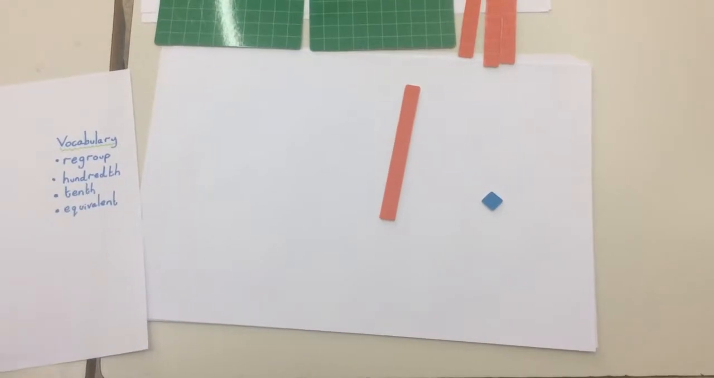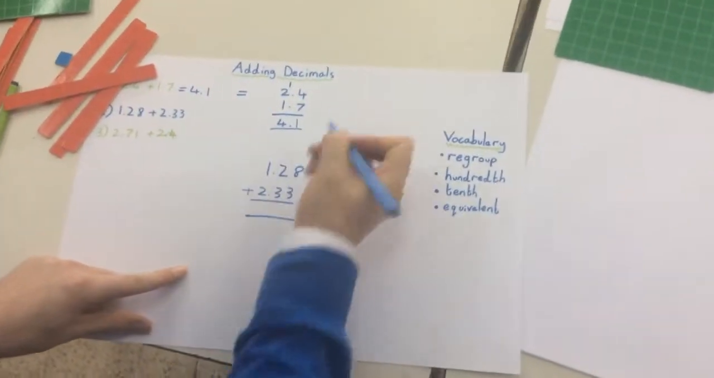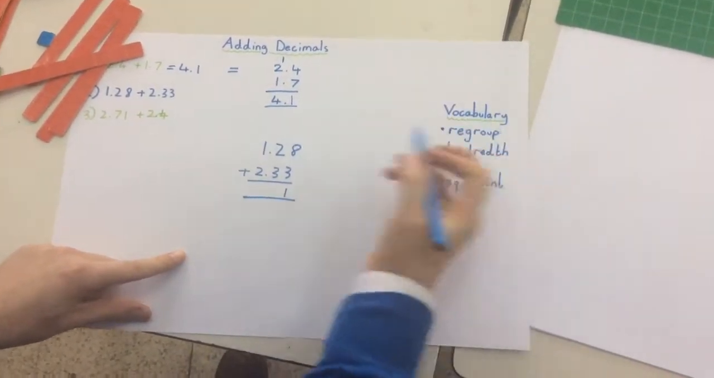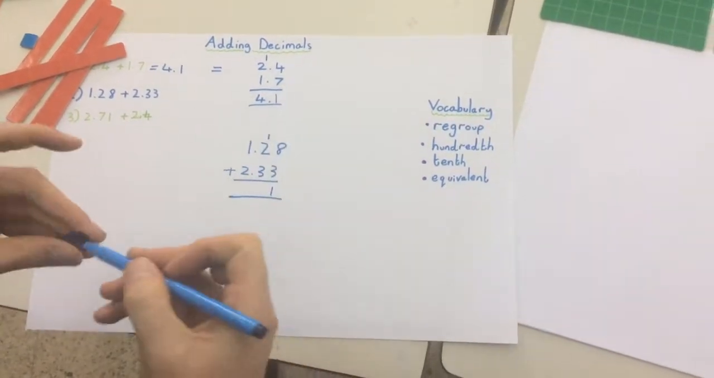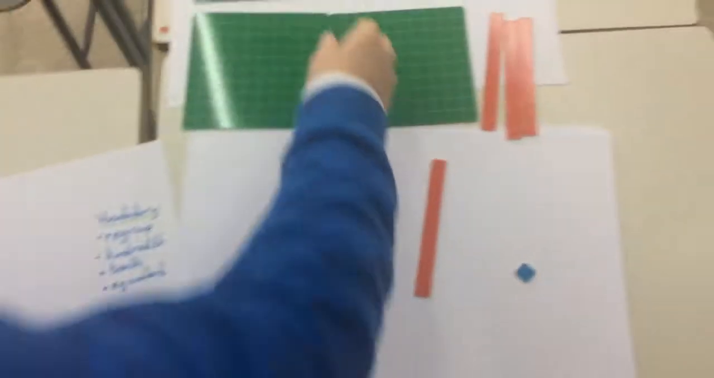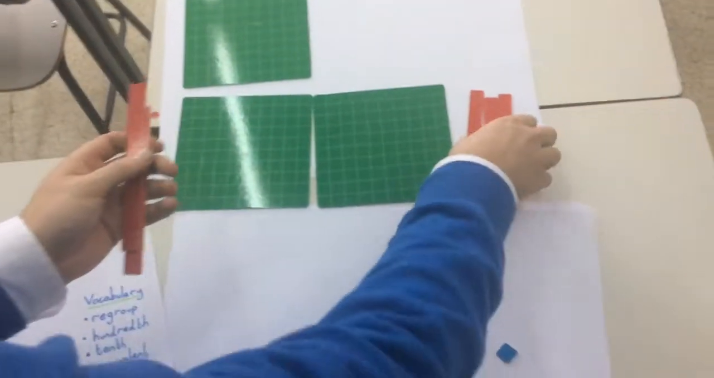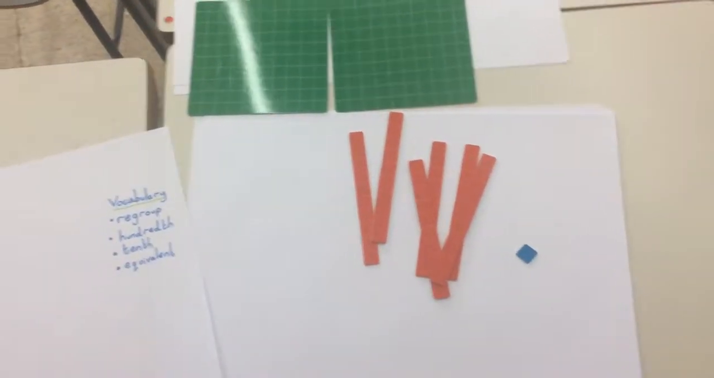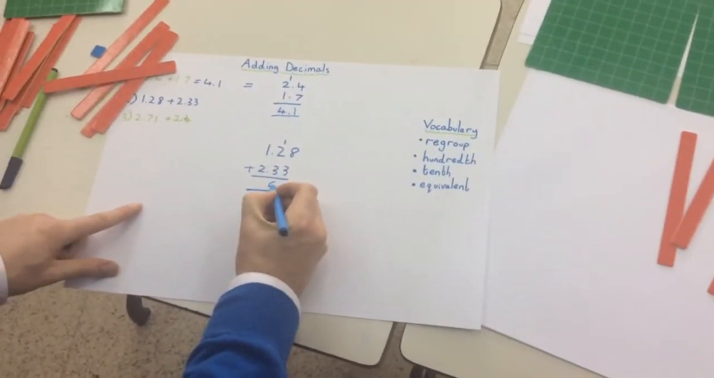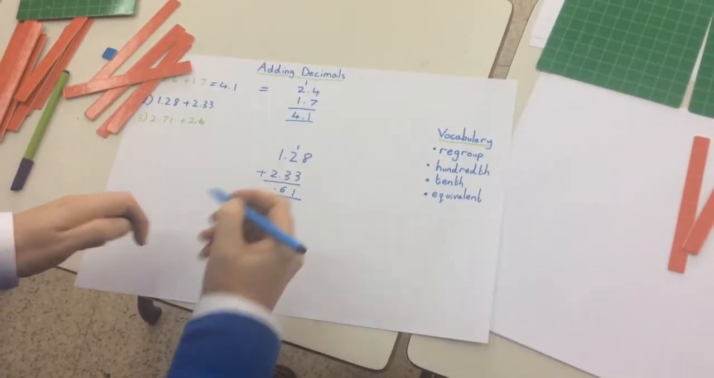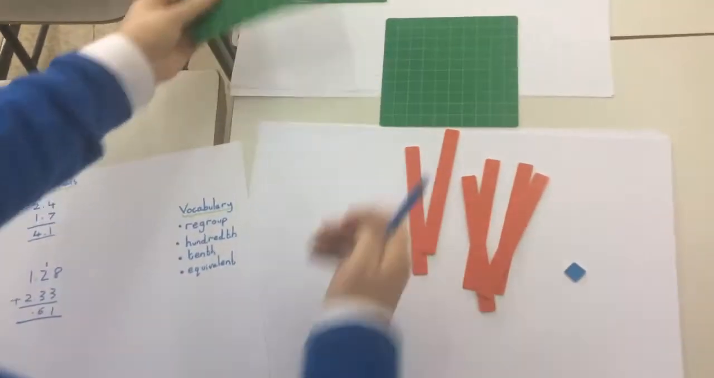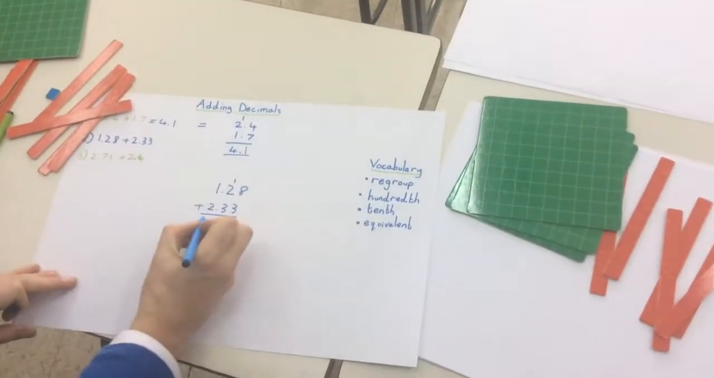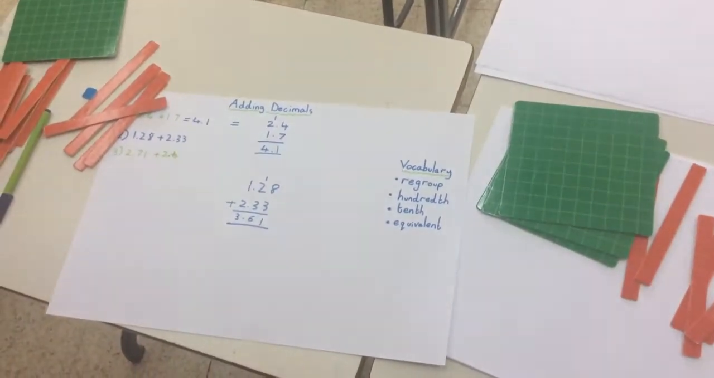If I do that here, it's the same thing. I've got 1 and I've regrouped 10 for 1/10. Let's now count my tenths. I've got 2, 3, and the 1 I regrouped. So I now have 1 and 2, I have 6. Now I have to add my unit. 1, 2, 3. It's 3.61.